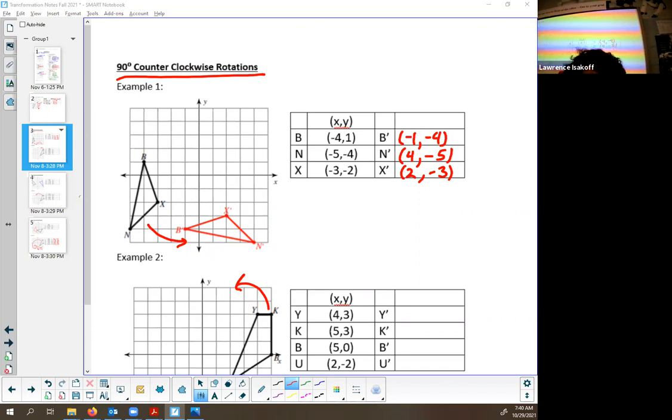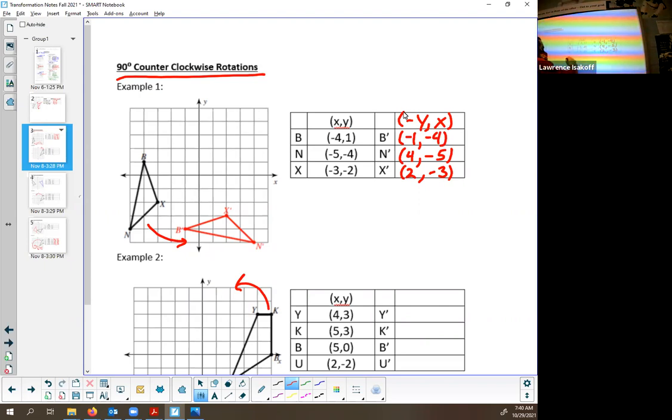What happened to the left side though? I went from 1 to -1, -4 to +4, -2 to +2. Yeah, all the signs there change. So our rule will be -y, X.